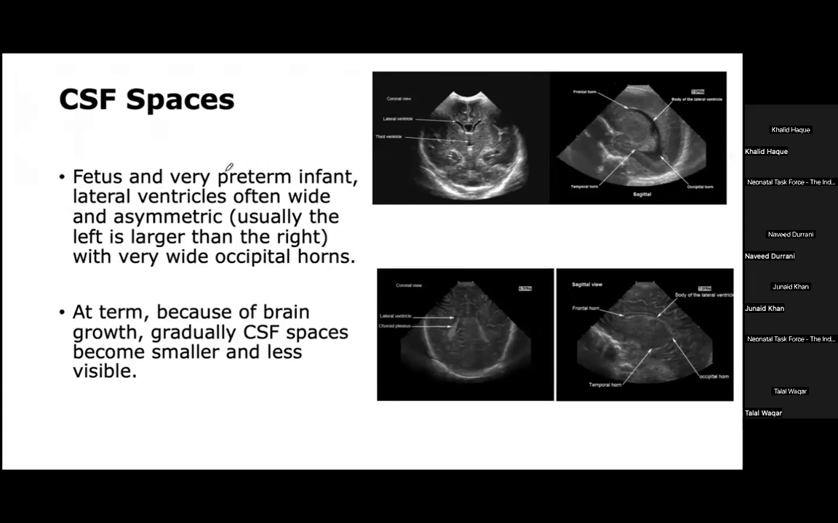CSF spaces in the fetus and the very preterm infant: usually the lateral ventricles are asymmetric and larger. The left lateral ventricle is a little bit larger as compared to the right one, and the occipital horn here also looks a little bit wider. So these are normal variants. However, as the brain grows, the CSF spaces get smaller and less visible. If you see this one in the sagittal plane and compare it with premature babies, the CSF spaces are very few, especially in the occipital horn, because the brain grows in size.